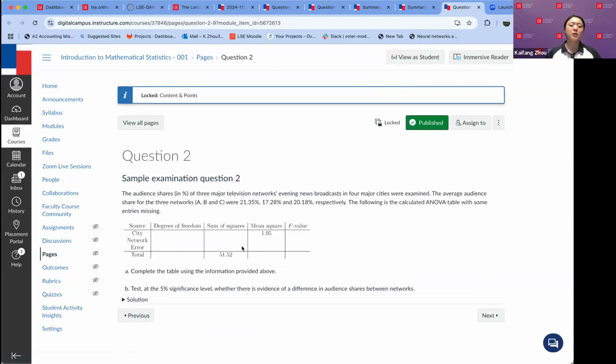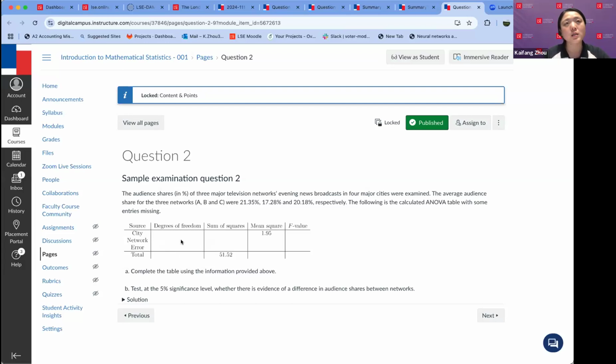We will either ask you to construct a one-way or two-way ANOVA table from scratch, given some data, or we'll give you a one-way or two-way ANOVA table like this, which is an incomplete ANOVA table, and ask you to fill in all the gaps. You need to start from the degrees of freedom.